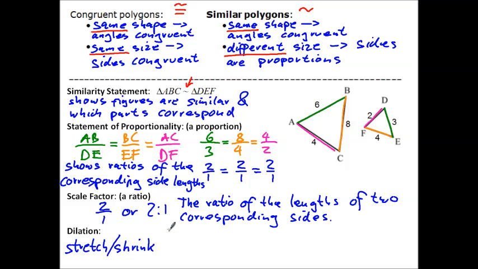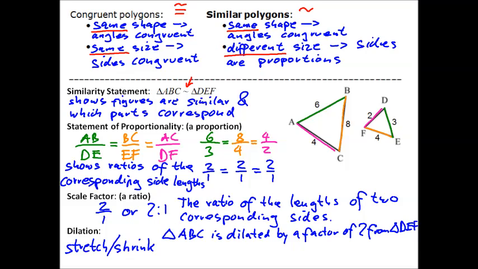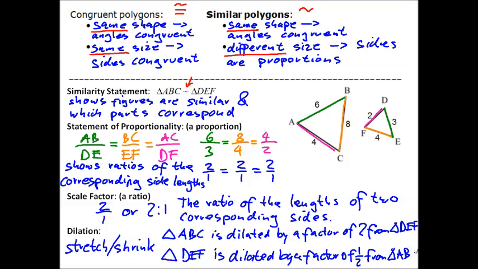So we can say triangle ABC is dilated by a factor of 2 from triangle DEF, and from triangle DEF's perspective, it is dilated by a factor of 1/2 from triangle ABC.